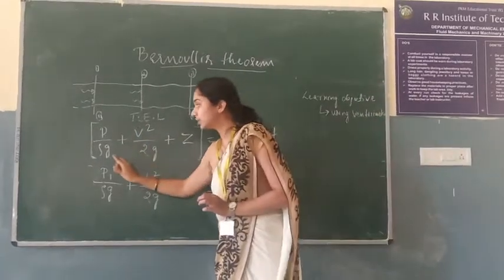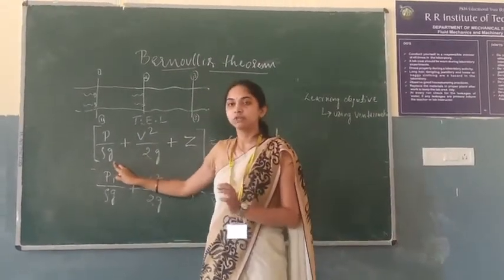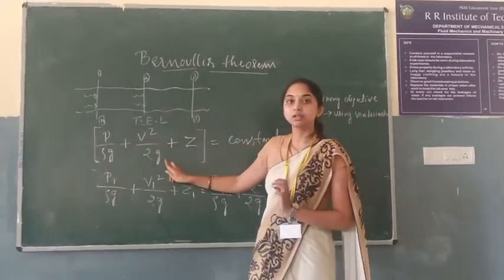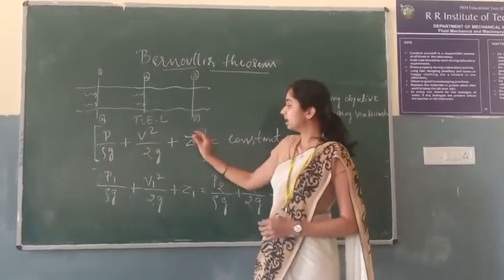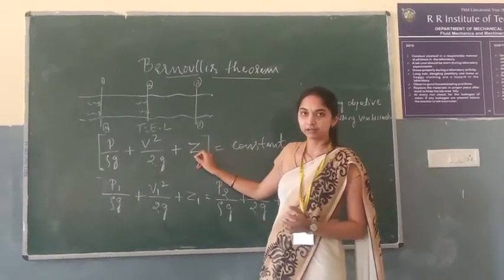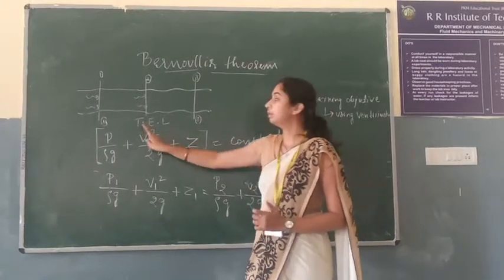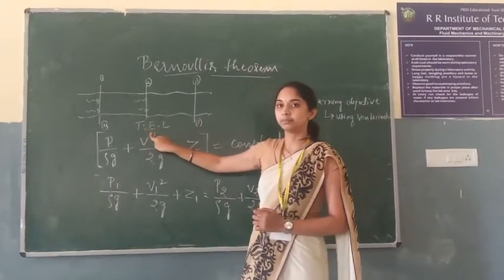See, the P by rho g term is there. This is the notation for pressure head. And V square by 2g is the notation for velocity head. Z is for datum head. So when we add all three together, we will get the total energy, right?